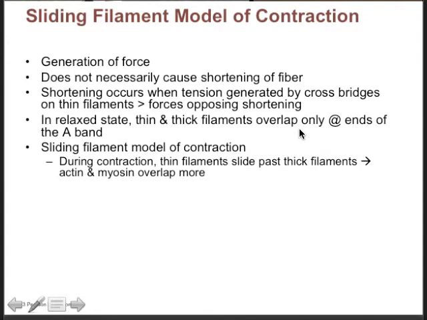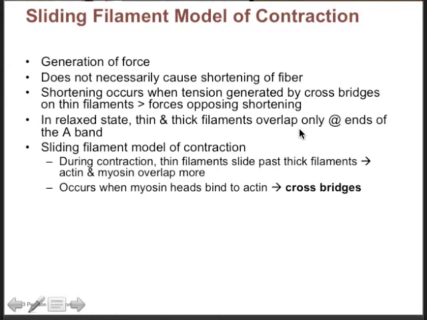In the sliding filament model during contraction, the thin filaments slide past the thick filaments as the thick filaments reach up to grab and pull on them. And this increases the amount of overlap between actin and myosin. This is what we call cross-bridge formation, and it's a repeating cycle of binding, pulling, releasing, and binding again further down the actin filament so that we can pull the ends of the sarcomere closer and closer together.